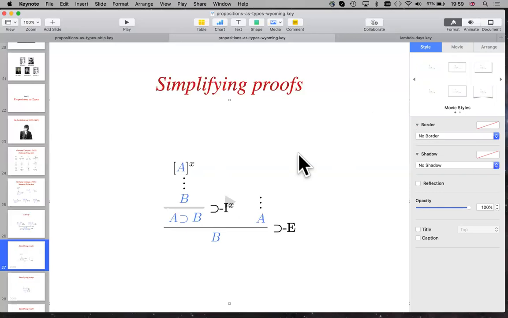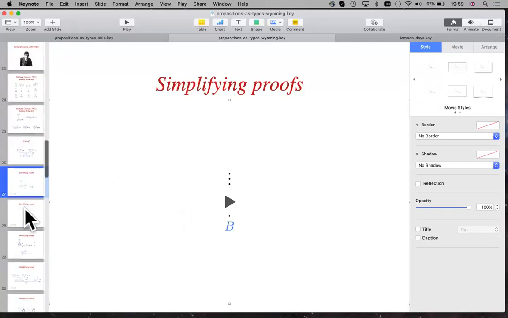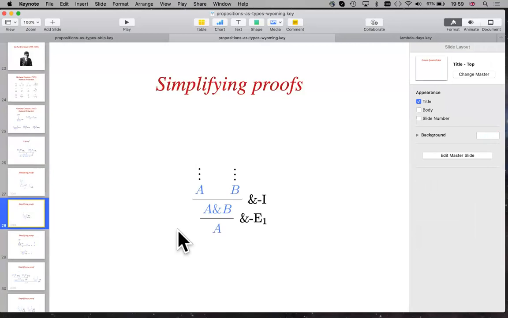Just run that one more time since the arrows land on top and you can barely see it. Okay, so that we can simplify those proofs, and that's even very nice. That little animation, very nice.